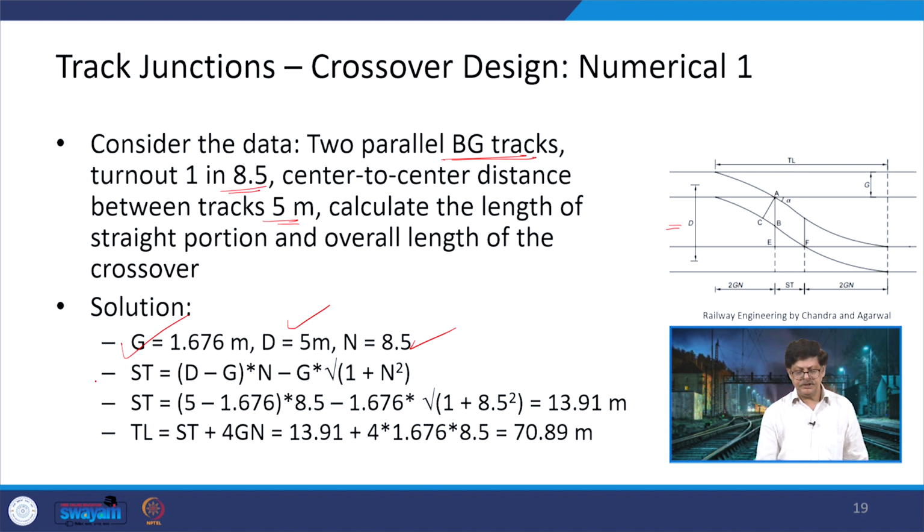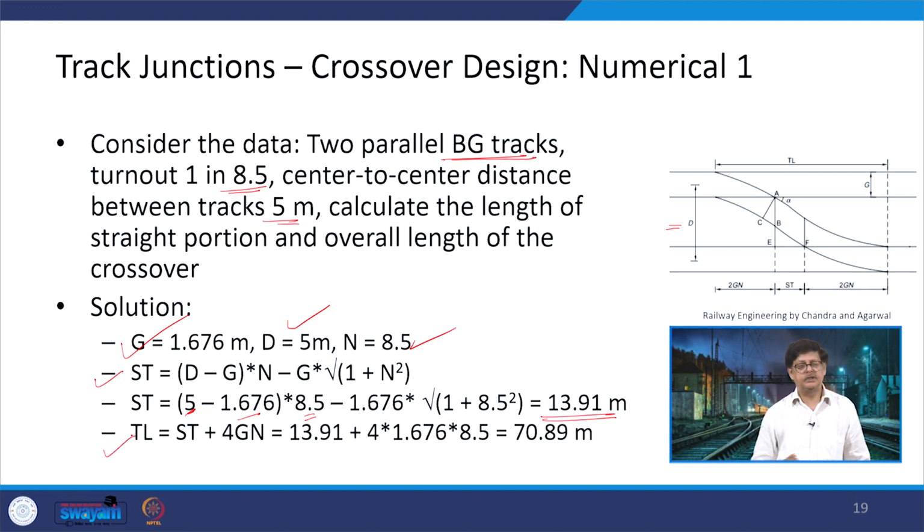So, ST is given as (d minus g) into n minus g into under root of 1 plus n square. n is known to us, g is given, d is given. So, if you put the values, d is 5, g is 1.676, n is 8.5, we get a value of 13.91 meters.